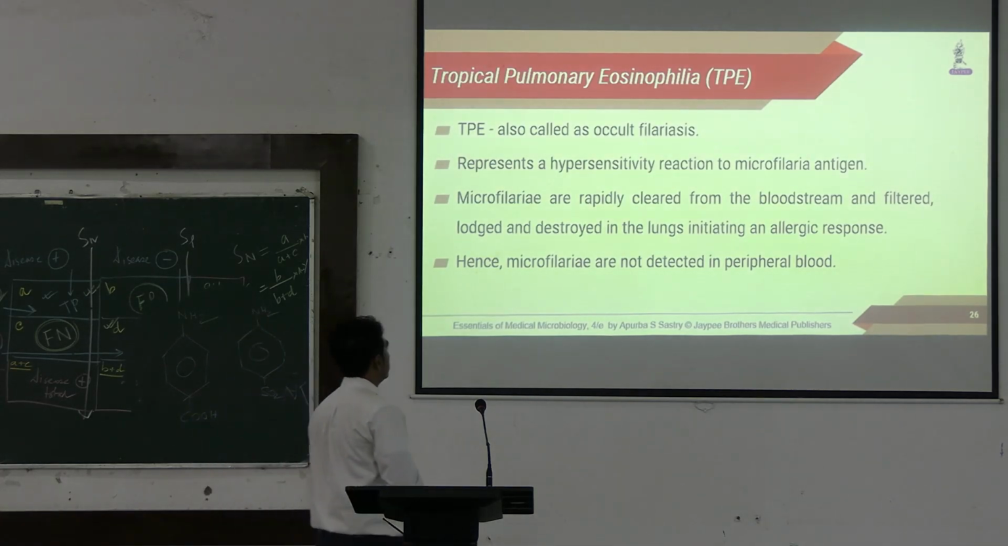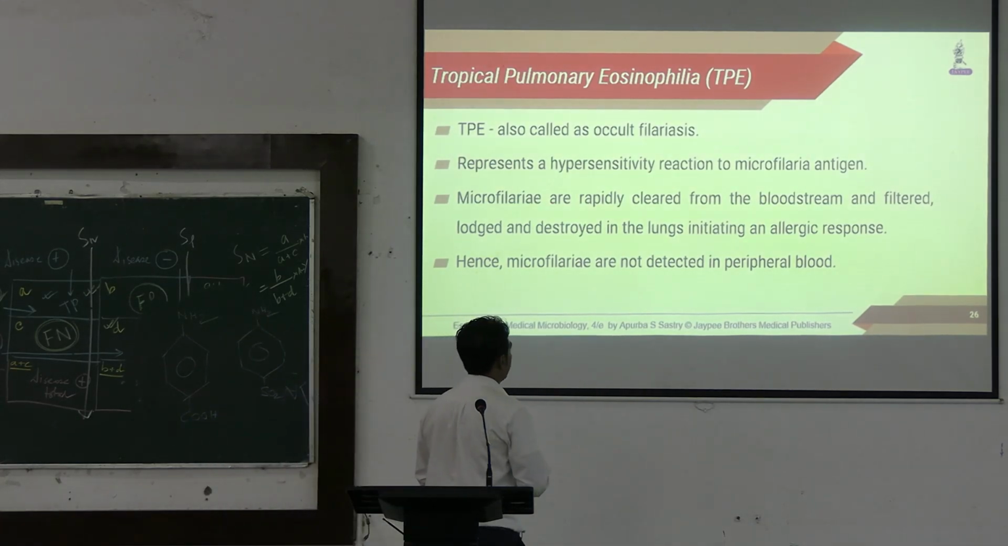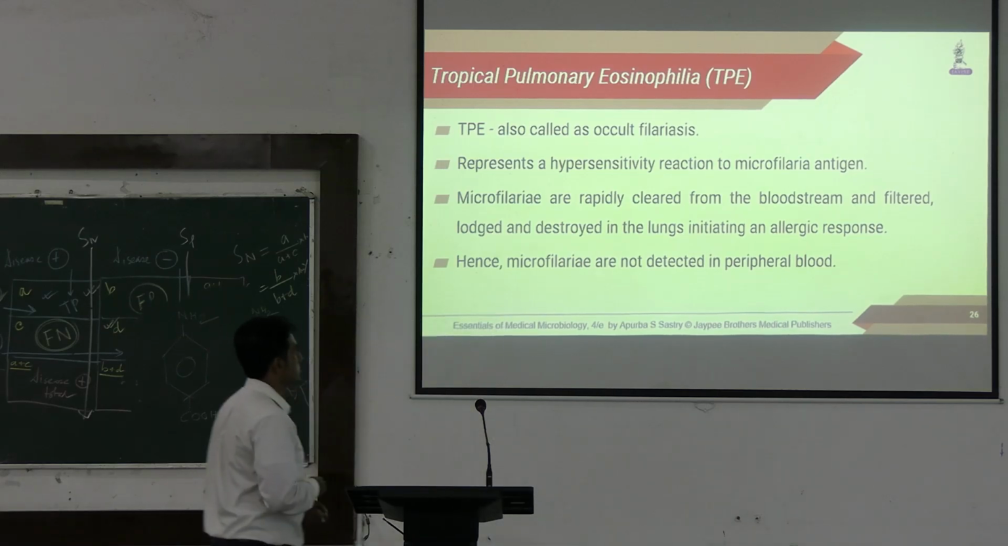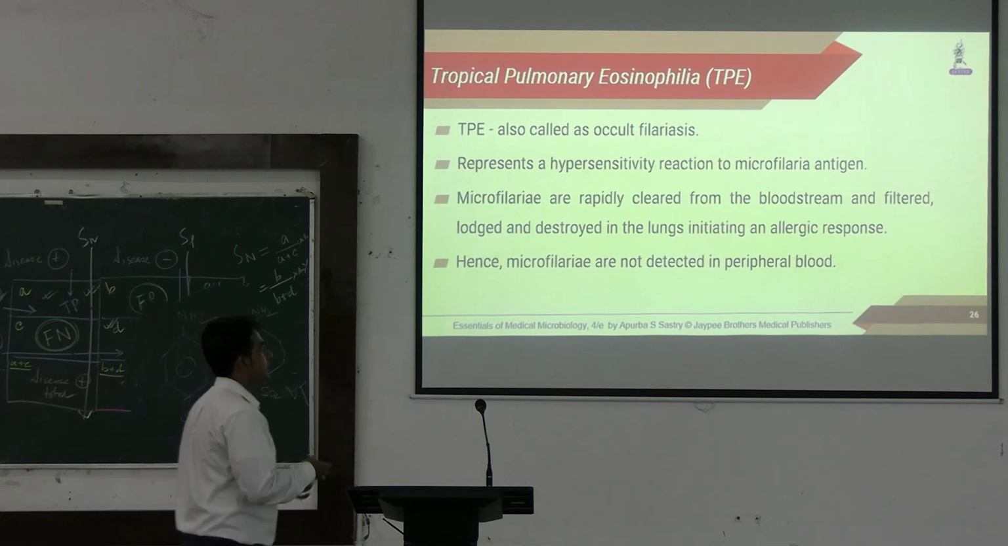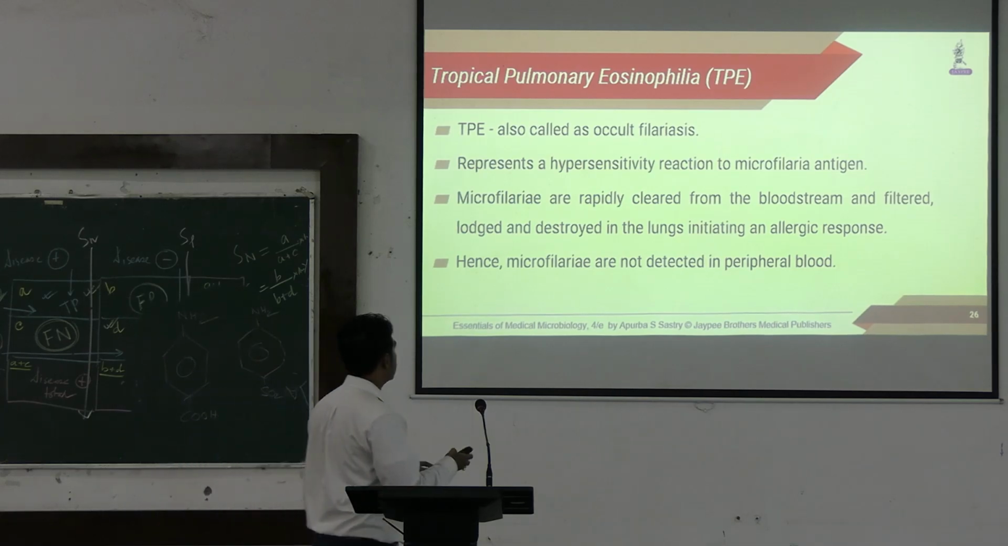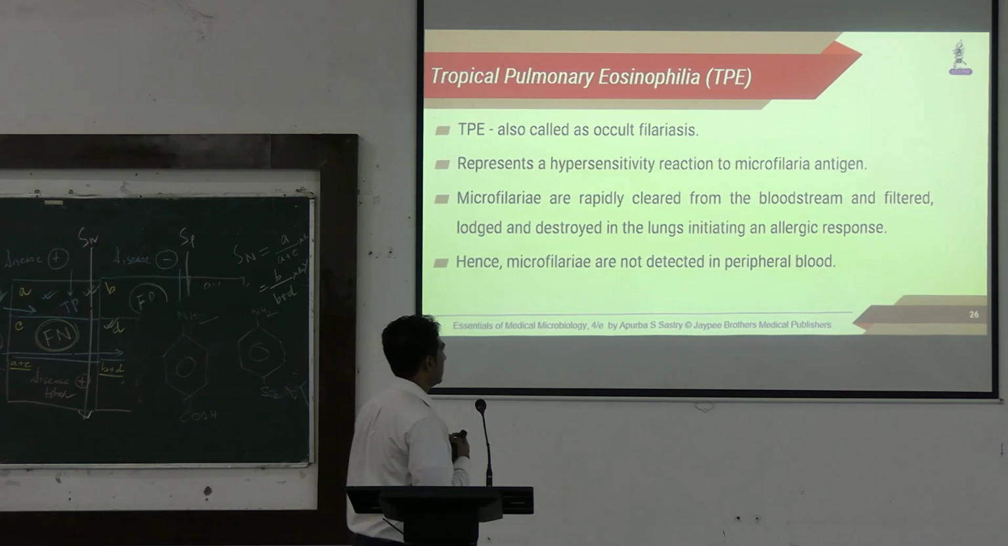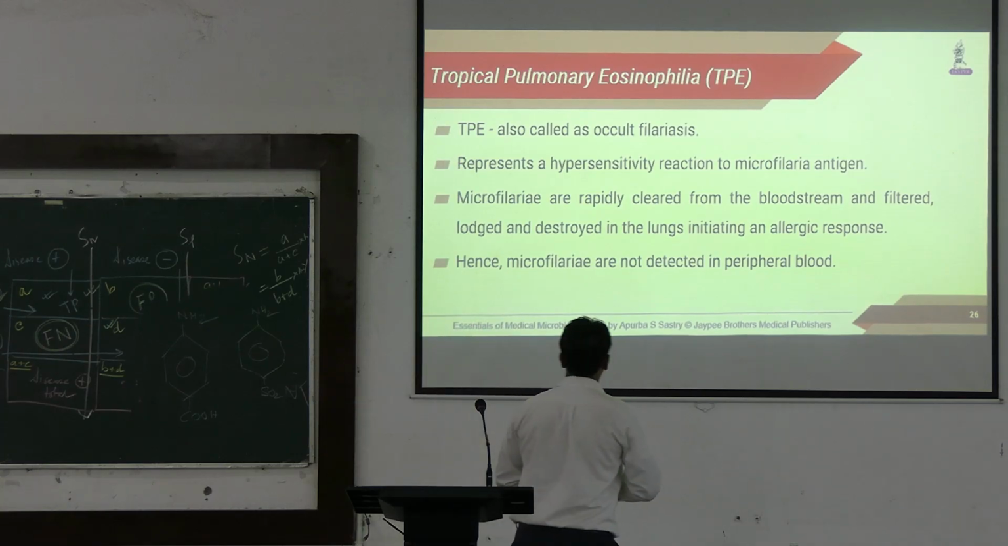Tropical pulmonary eosinophilia. This is also called occult filariasis. This represents a hypersensitivity reaction to the microfilariae antigen. The microfilariae are rapidly cleared from the bloodstream and filtered, lodged and destroyed in the lungs, initiating an allergic response.